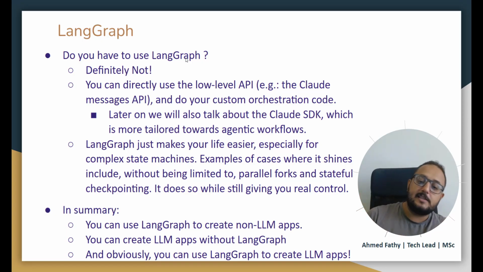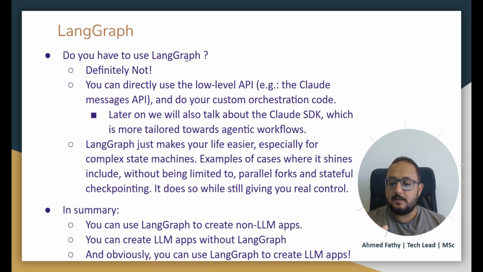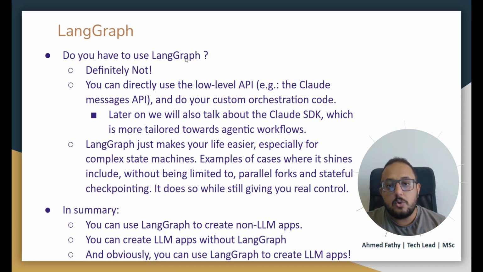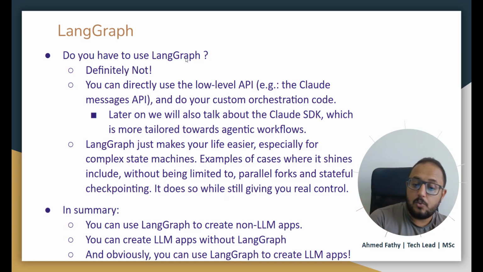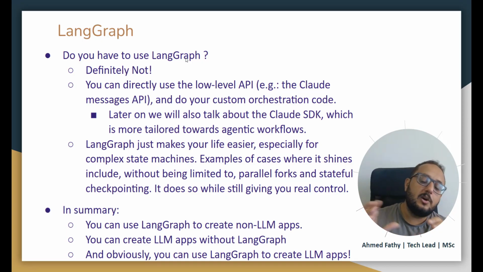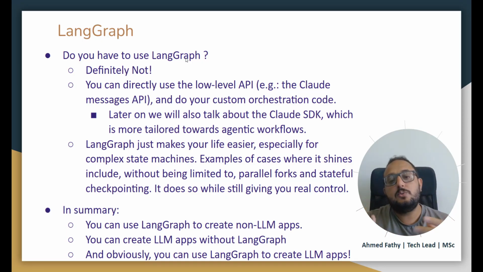So LangGraph just makes your life easier, especially for complex state machines. Examples of cases where it shines include, without being limited to, parallel forks and stateful checkpointing and so on. If you do your own custom orchestration code, you will have to re-implement all of that yourself, but LangGraph actually implements it neatly for you. It does so while still giving you real and proper control, because later on when we talk about the Claude SDK, you actually can do agentic workflows using the Claude SDK, but you lose some of the low-level control that LangGraph gives you, and you will understand this later.